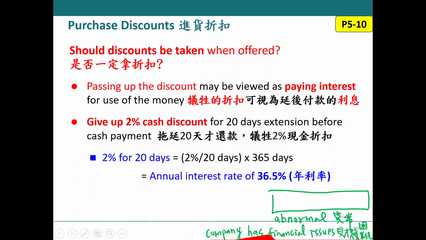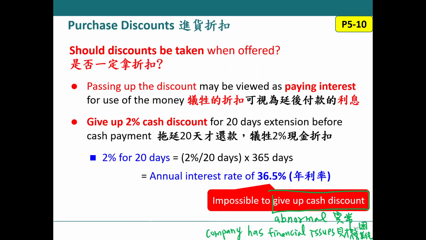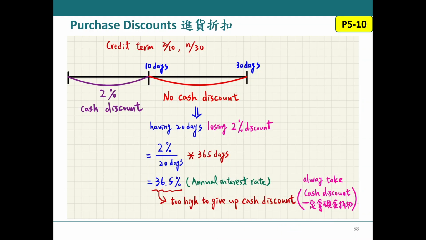Okay, so right now you understand the cash discount. For the normal case, your company will do its best to get a cash discount. Otherwise, maybe your company has some problems, because the rate of return (投资报酬率) is 36.5%. How could you find other investment projects that can help you get a high rate of return?